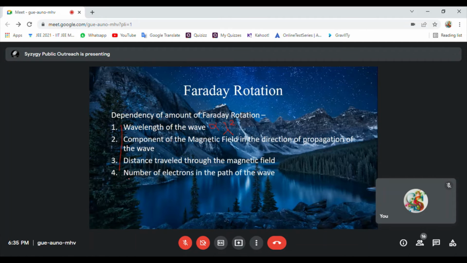So the fourth factor is the number of electrons in the path of the wave. Faraday rotation is also directly proportional to this. The more the electrons, the more will be the rotation. Okay, so these are the four factors on which Faraday rotation depends.